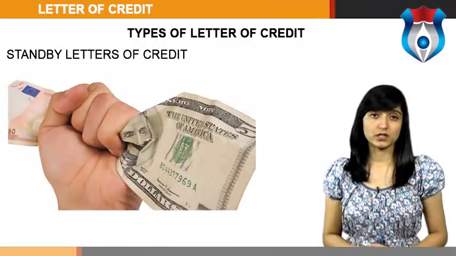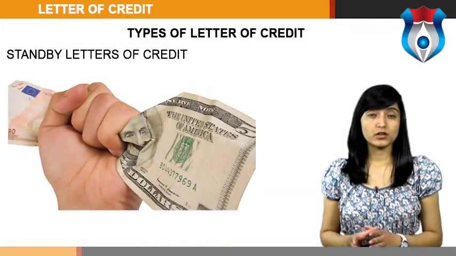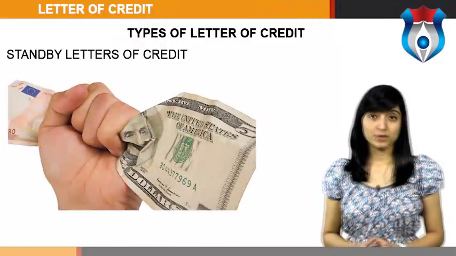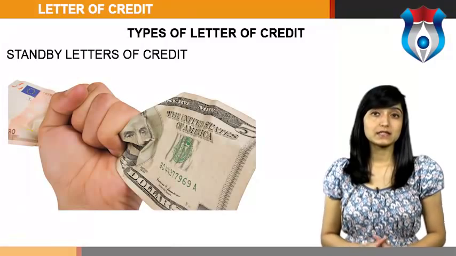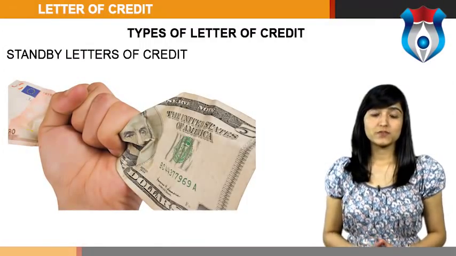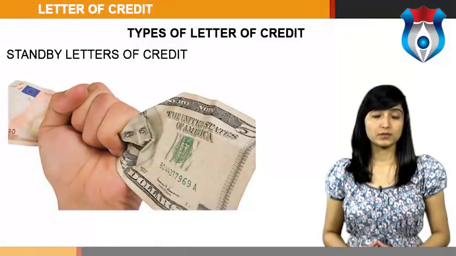Standby letters of credit. A standby letter of credit is used as support where an alternative, less secure method of payment has been agreed. They are also used in the United States in place of bank guarantees. Should the exporter fail to receive payment from the importer, he may claim under the standby letter of credit.